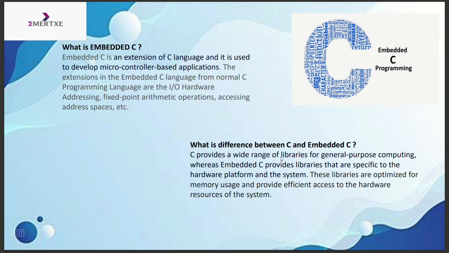What is the difference between C and embedded C? C provides a wide range of libraries for general purpose computing, whereas embedded C provides libraries for a specific hardware platform. One is for software, the other is for hardware. Both are the C language, but C is used for software and embedded C is used for hardware. These libraries are optimized for memory usage and provide efficient access to the hardware resources.